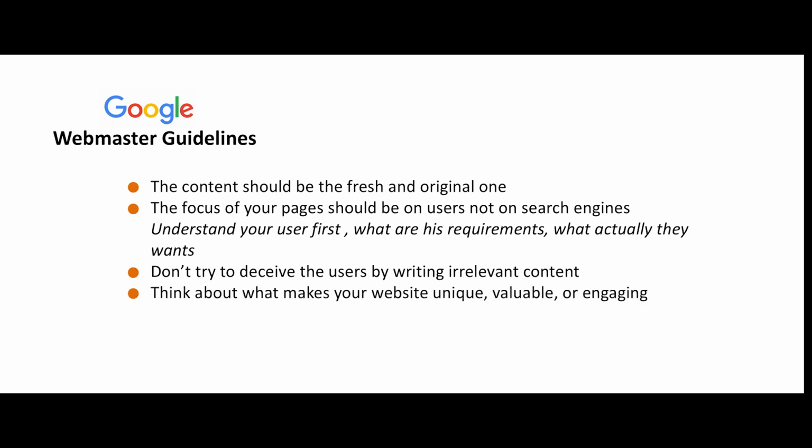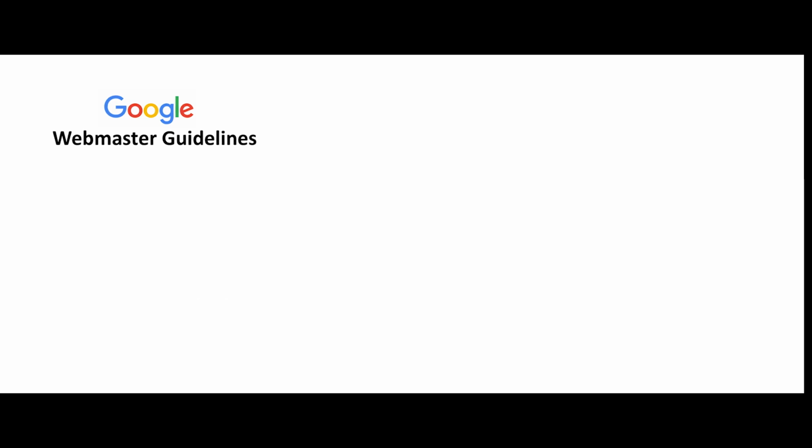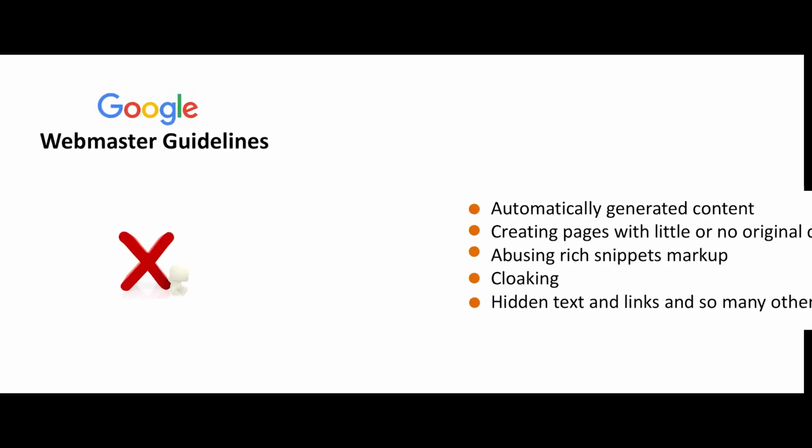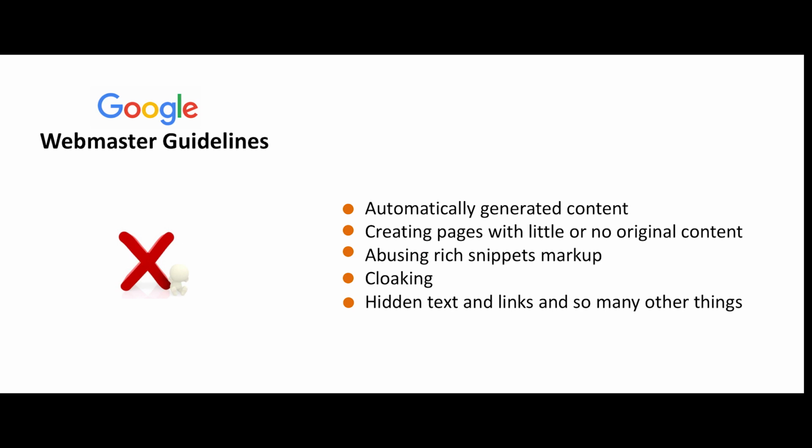Think about what makes your website unique, valuable, and engaging. Make your website stand out from others in your field. Google specifically focuses on avoiding automatically generated content, creating pages with little or no original content, abusing snippet markup, cloaking, hidden text and links, and many other things. I have given the link in the e-text for the detailed Google guidelines. You can refer to them.